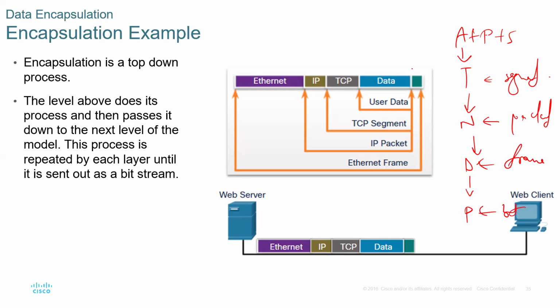When we send the information, it goes top down. Receiving happens from the bottom up. It is received as bits, then you convert it into a frame. Frame by frame, my headers are removed, and this is called de-encapsulation.